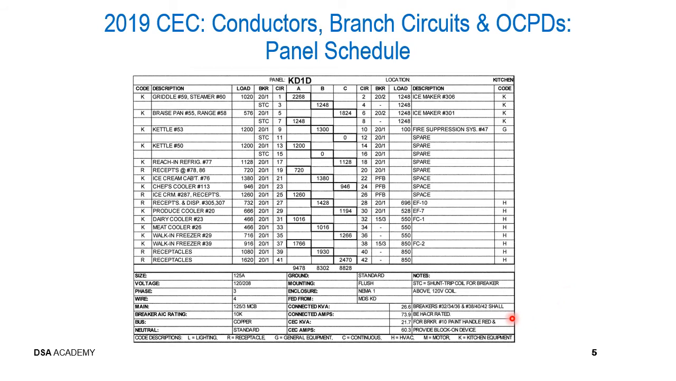Additionally, if we look at breaker number 10, it's required to have the handle painted red and provided with a block-on device. Now what does that tell us? Well, if we look at breaker number 10, this clearly says fire suppression system, number 47. So this is going to tie in with other fire life safety requirements that we'll address later in the presentation.